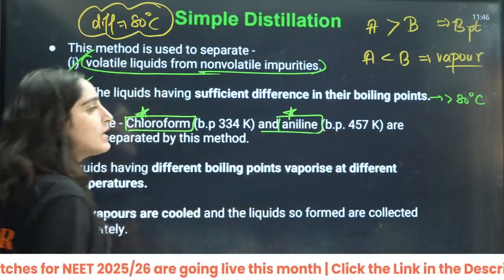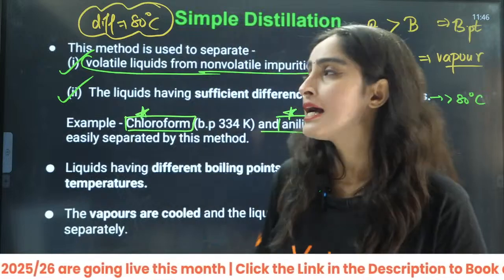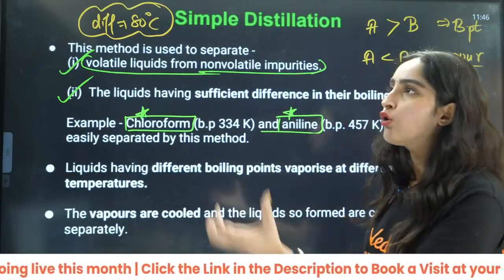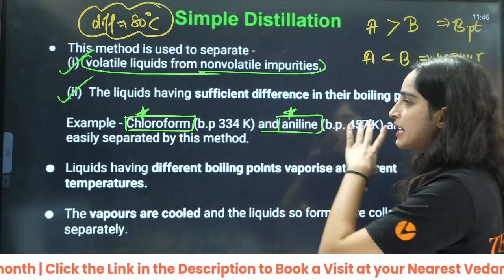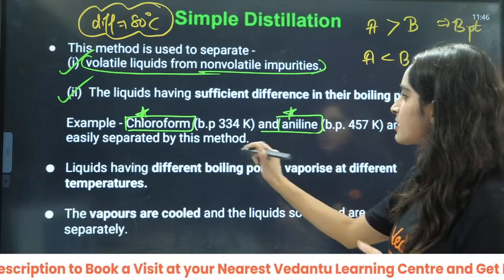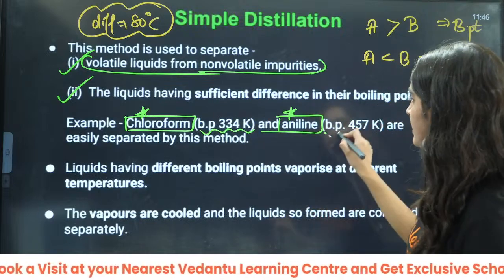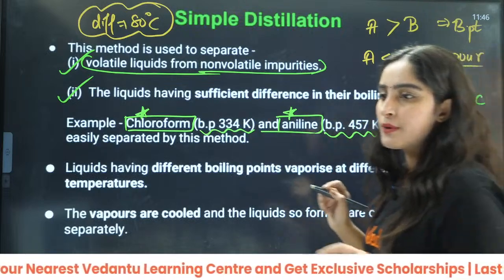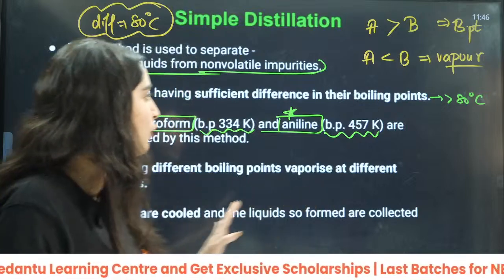Write it down in your notebooks, right? They will ask you how, if you want to separate chloroform and aniline, which method will be applied? The method will be simple distillation, because there is a sufficient amount of difference in the boiling point.